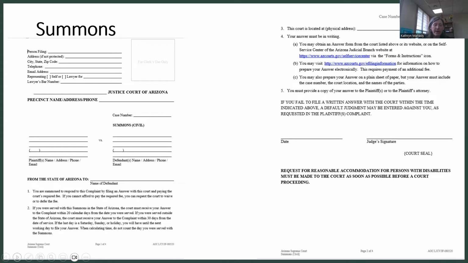So if you don't file an answer, the other side wins. If you're being sued and you don't file an answer, then the other side will get a default judgment. If you're suing someone and they don't file an answer, you can file for default. So this one, you'll see on the second page here, the judge signs or the clerk signs these summons, and that's what you serve with the complaint on the defendant.